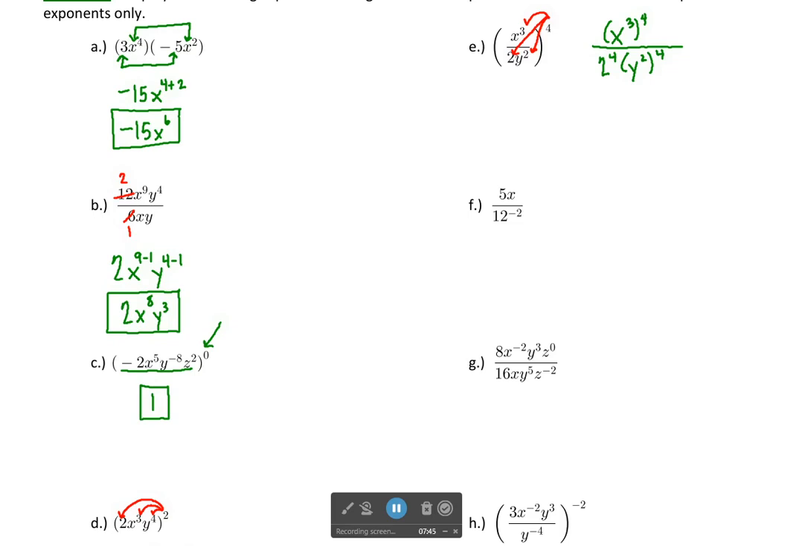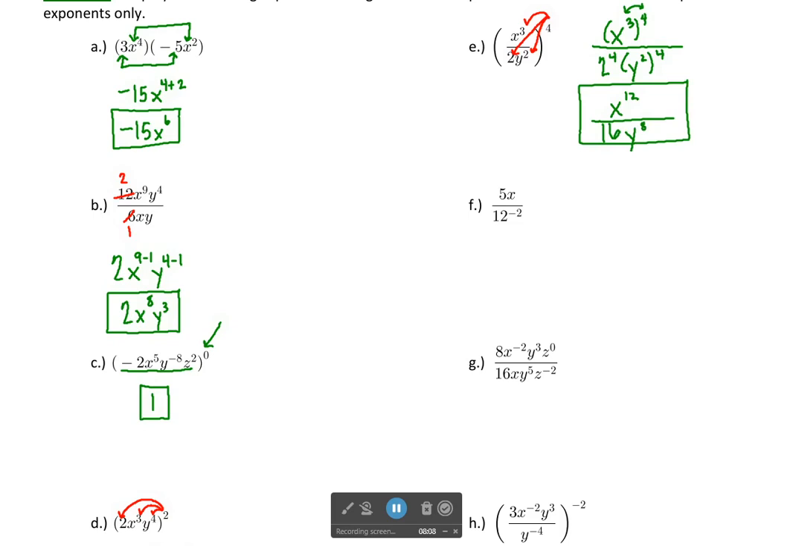Again, we have the situation where we're raising a power to a power. So we need to multiply these two powers. So x cubed raised to the 4th power would give me x to the 12th. 2 to the 4th, meaning 2 times 2 times 2 times 2, would give me 16. And y squared to the 4th, multiplying the powers, would give us y to the 8th.